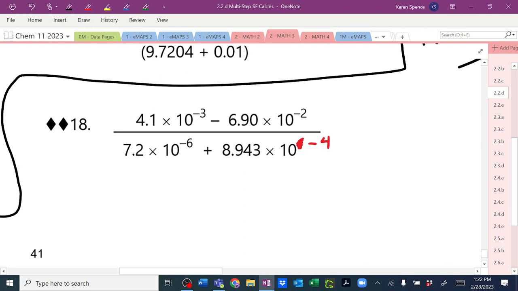Okie dokie. And so we're just doing this for the rest of class, okay? Tomorrow we'll do more unit conversions. We'll do some converting units in the denominator.